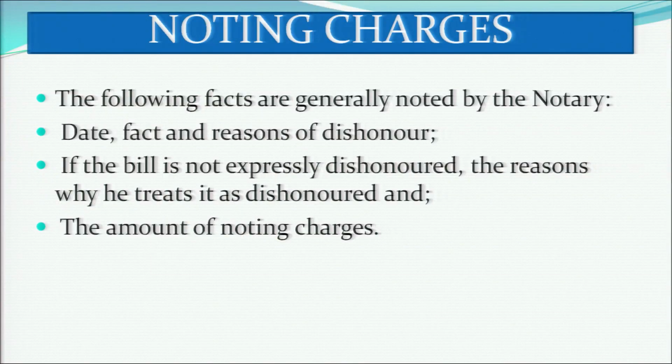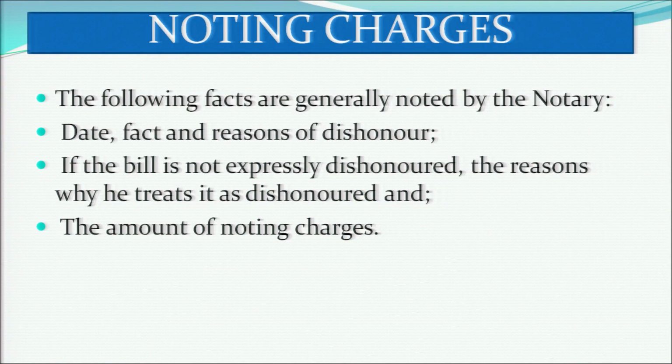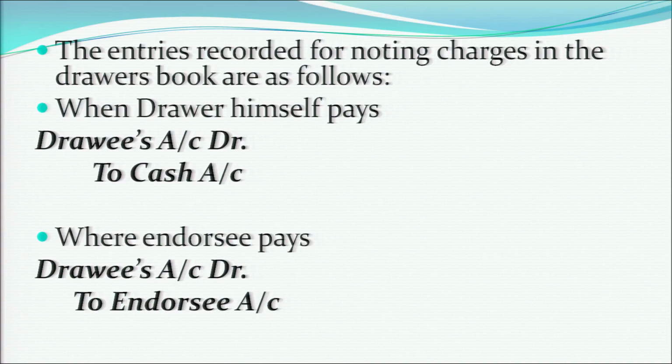And what are the noting details? Date, fact and reason of dishonor. If the bill is not expressly dishonored, the reason why he treated it so. You are having sufficient money, you have not paid it. Why do you treat it as dishonored? You have to give a reason, and the amount of noting charges. Now who is going to bear this and how are you going to do the entry? The entry recorded for noting charges in the drawer. Here the drawer adds that amount because the drawer is not responsible for that amount.